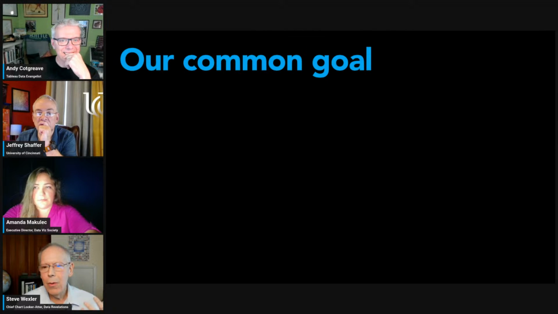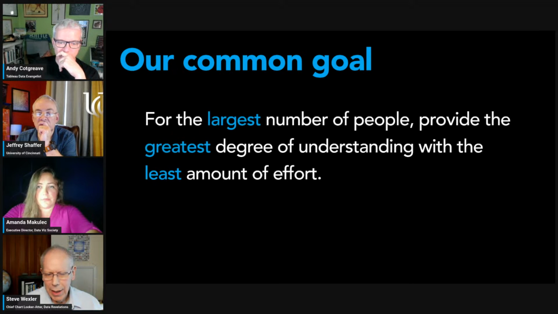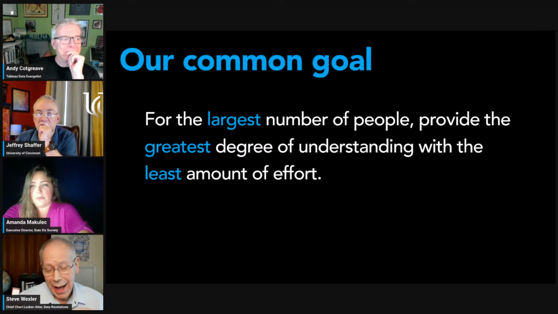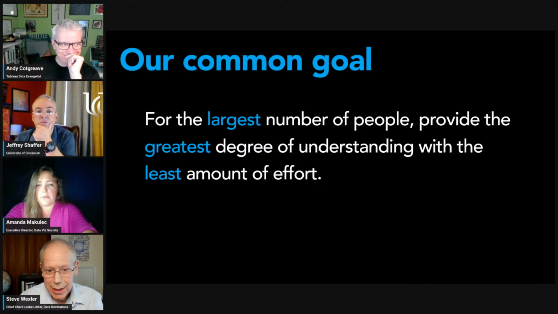And people ask, how is it that 4 people, and in this case, with the dashboard designer, Kevin, 5 people, came to a consensus? All of us have different ways of articulating this, but we had a common goal, and this is the way I look at it. For the largest number of people, provide the greatest degree of understanding with the least amount of effort. The largest number of people for your target audience, and the least amount of effort for the audience. You, as the creator of the dashboard or the visualization, may have to work furiously hard, but it should be as easy as possible for your audience to glean insight and possibly feeling as well.